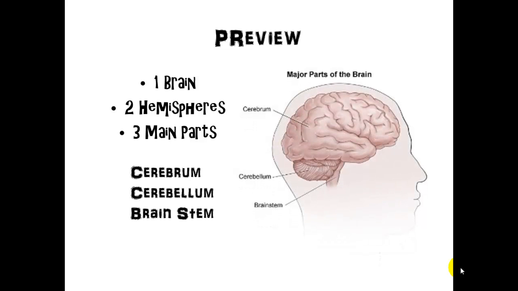So to preview, we are going to be discussing your one brain, the two hemispheres of that one brain, the three main parts of that one brain, which are the cerebrum, the cerebellum, and the brainstem, as we can see located over here in this diagram.